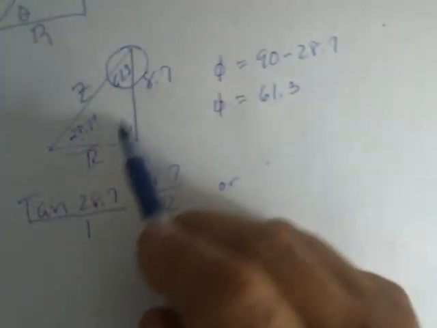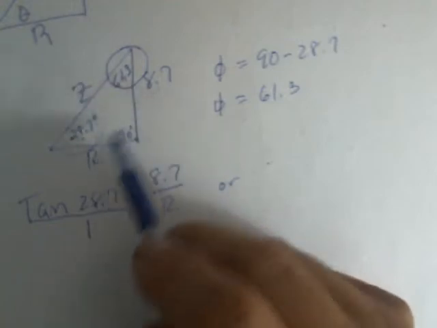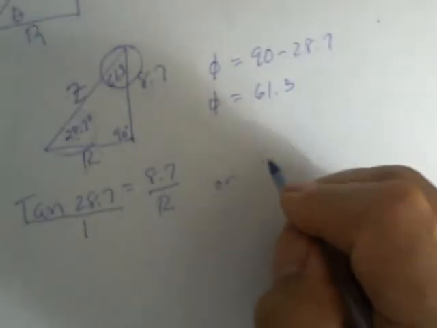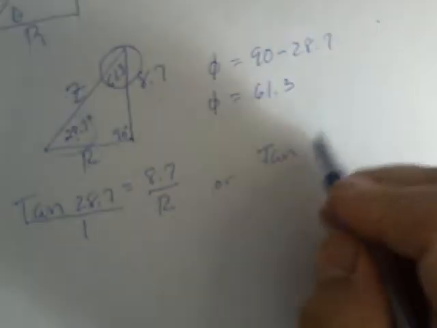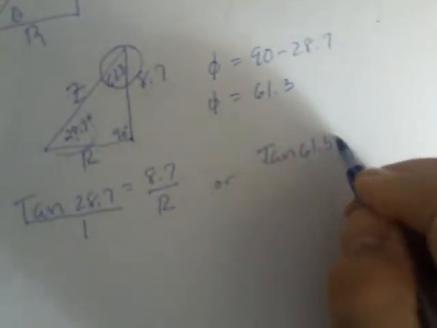If I reference this angle, again, I still only know r and x, but I can still use tangent because that's the opposite over adjacent.